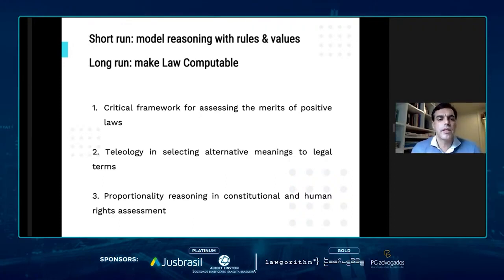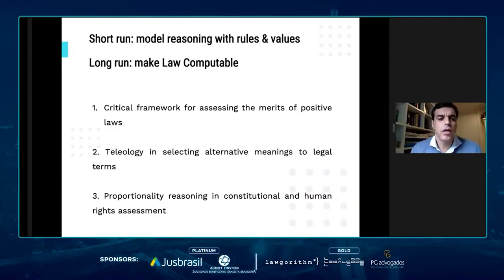The first one is that values are a critical framework for assessing the merits of positive laws. That is, values are used to assess the extent to which the rules meet some standards of justice and fairness, and therefore this may affect the validity of rules. There are different legal theories to approach the particular relation between law and morality with respect to the validity of rules.